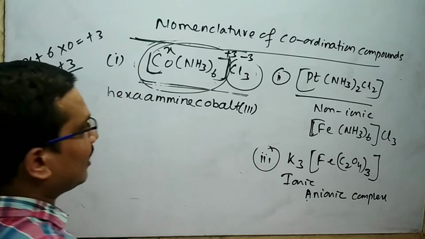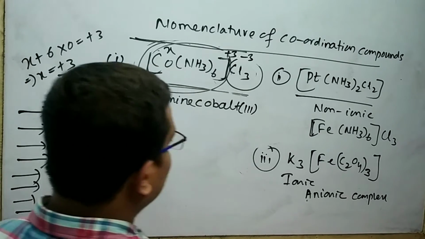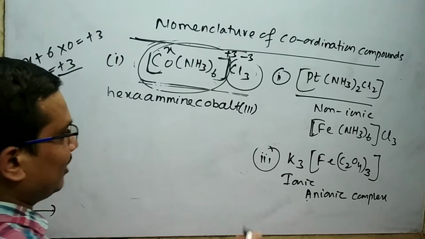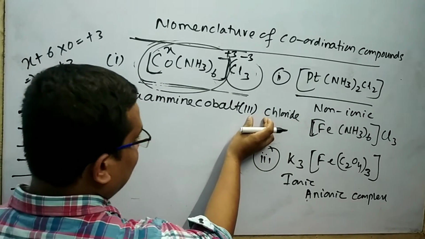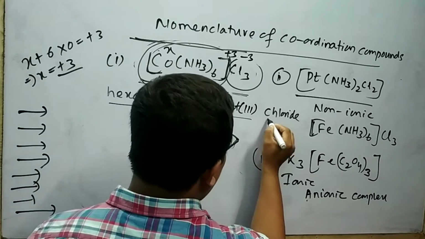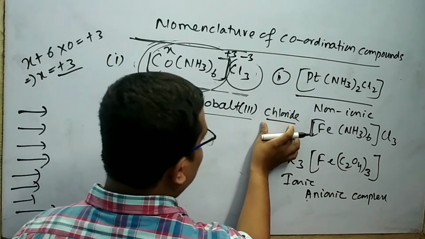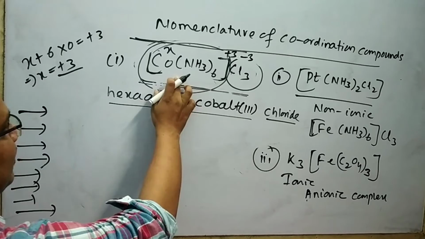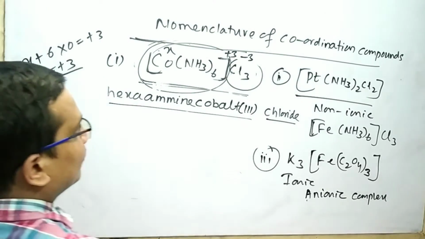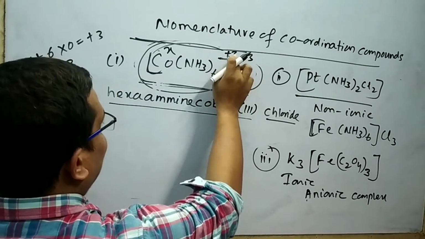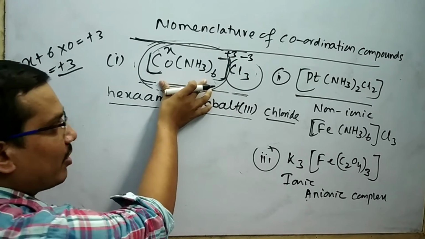Now I will write the name of the counter ion. Here Cl is present in the form of Cl minus. We know that Cl minus means chloride. So I can write here chloride. There must be a space between the name of this part and this part. This belongs to the coordination entity part. This belongs to the counter ion part. The name of this compound is hexaamminecobalt(III) chloride. Look at that, here plus 3 is present on the coordination sphere, so this belongs to a cationic complex.